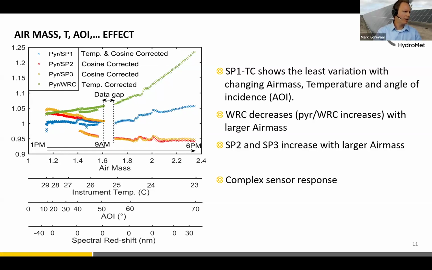We have temperature, we have angle of incidence, we have the spectral change, we have the air mass change. And we thought this could potentially be something where artificial intelligence can be beneficial. When the problem gets quite complex, then it can be beneficial.